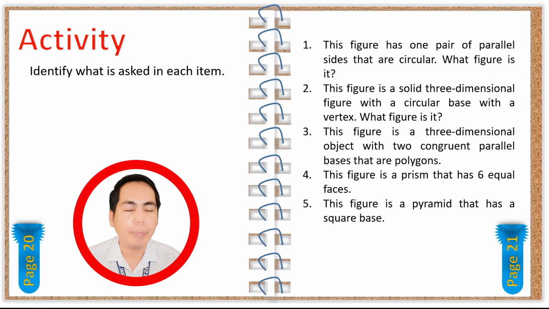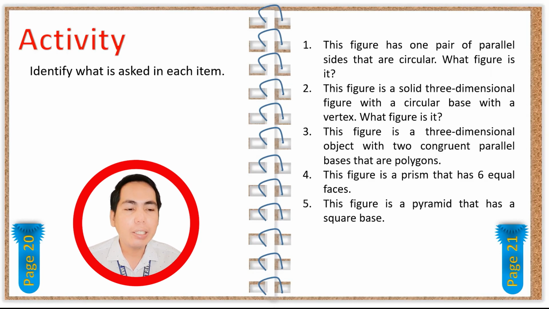Number 1, this figure has one pair of parallel sides that are circular. What figure is it? Since this figure has one pair of parallel sides, this figure is a cylinder because a cylinder has a pair of circular bases that are parallel. Number 2, this figure is a solid 3-dimensional figure with a circular base with a vertex. What figure is it? Since it has a circular base and a vertex, this figure is a cone because a cone has a circular base and one vertex.